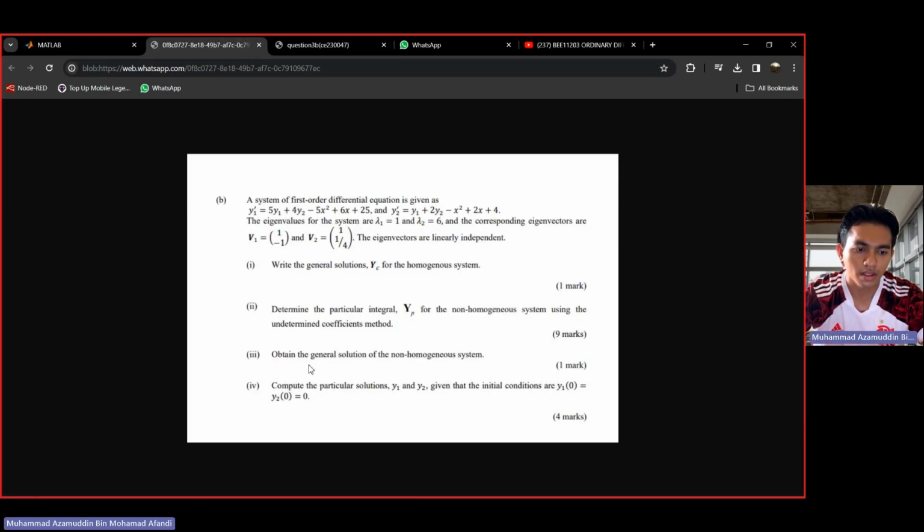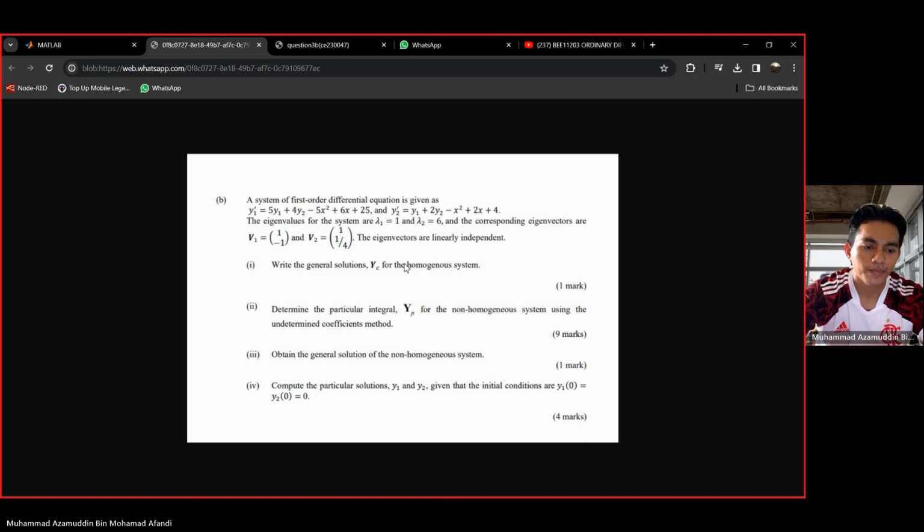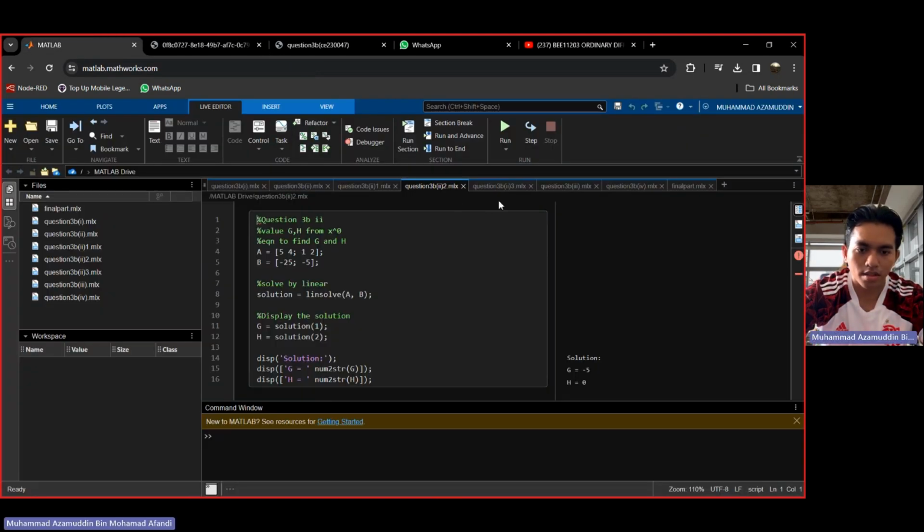Then we move to B3, obtain the general solution for the non-homogeneous system. This is the manual calculation I got. Y equal to YC plus YP, so Y equal to A (1, negative 1) e to the x plus B (1, 1/4) e to the 6x plus (1, 0) x squared plus (0, negative 1) x plus (negative 5, 0). This is the result from MATLAB that I get.